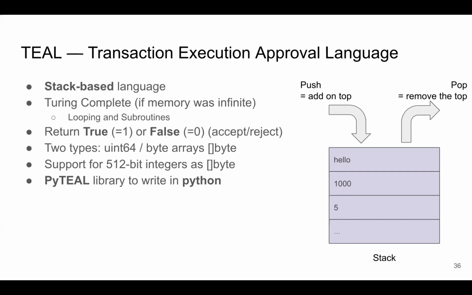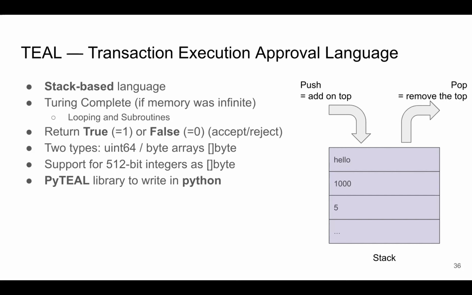The second reason is that if you write a smart contract and it does not work, unfortunately, the debugger only shows you the TEAL and the stack-based thing. So you better understand what's happening. Otherwise, debugging it is a bit like shooting an arrow in the dark. So it's better to understand it a bit. Second thing to know, it's Turing complete, for those who know, if the memory was infinite.